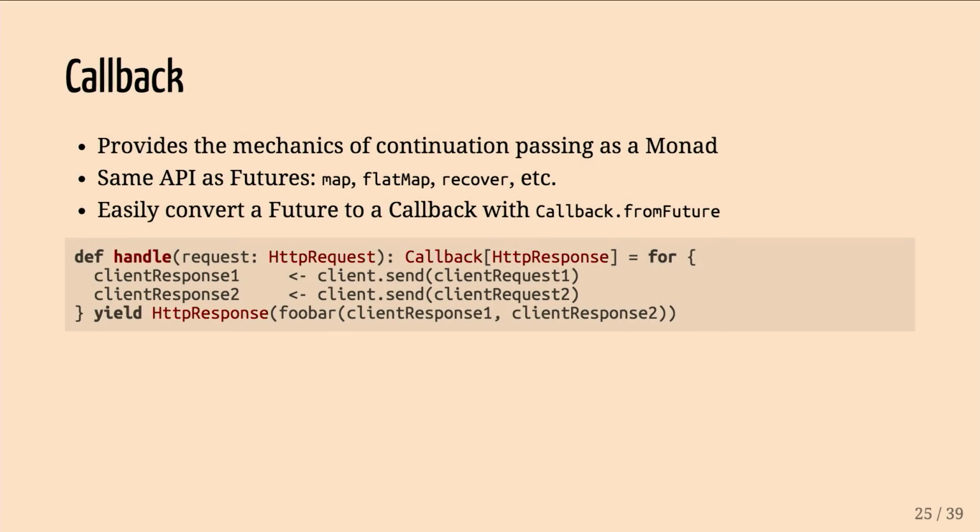So the callback type in Colossus basically takes the mechanics of continuation passing and presents it as a monad. And what we end up with is basically something that has almost the exact same API as a Scala future. So we have map, flatMap, recover. We also have things like sequence and traverse and all those things. And it gives us this nice, very efficient, single-threaded asynchronous operation. But now we can do all the things that we like to do in Scala, where, as I've shown here, we put basically the same code in a regular for comprehension, which is the kind of thing that we like to write.